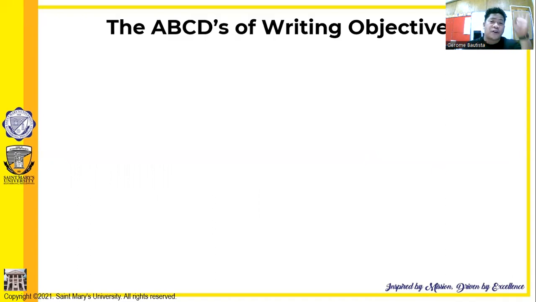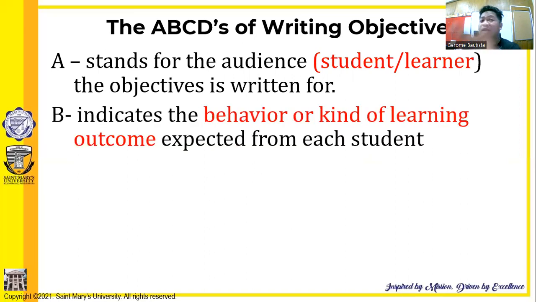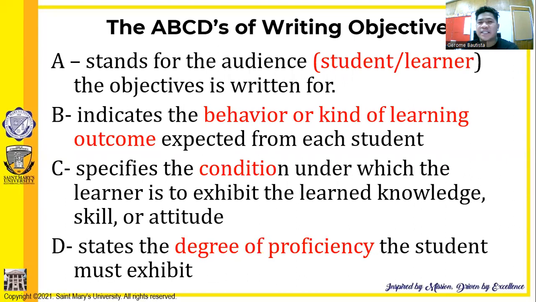Aside from the 4 components that were mentioned a while back, what are the 4 components mentioned a while back? We have behavior, product, condition, and proficiency level or criteria. We can also have another name. We have the ABCDs of writing objectives. The ABCDs are still 4 components. We have A, that stands for audience. B, for the behavior, similar. C, for the condition. And we have D, the degree of proficiency, or previously, proficiency level or criteria.